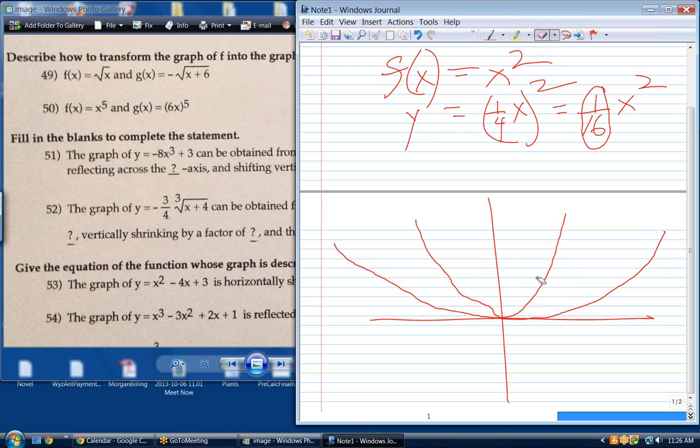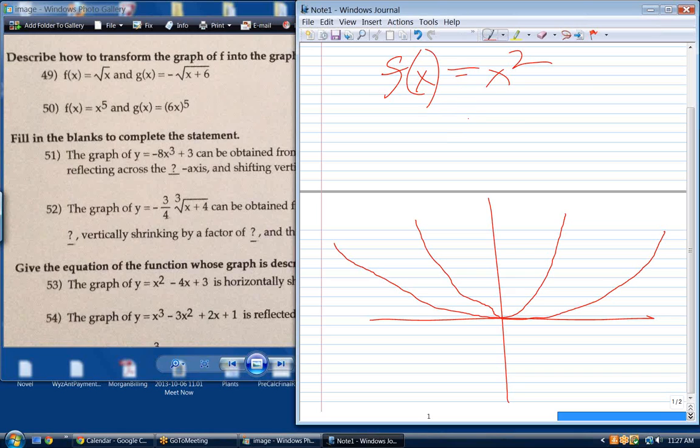As long as you know what the curve is doing, I don't think it's as important to know what the words are. In other words, shrink by a factor of 1/6 or shrink by a factor of 6 kind of mean the same thing. So the words can be manipulated. What's really important is you know what the graph does. Does the graph flatten or does the graph get narrow?